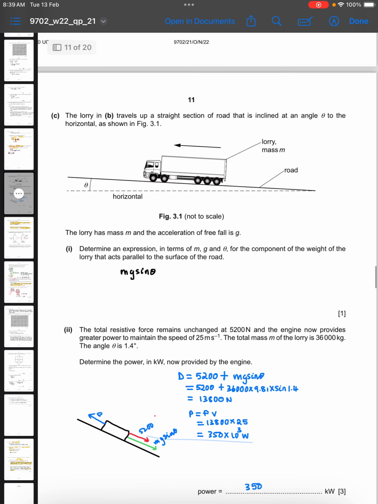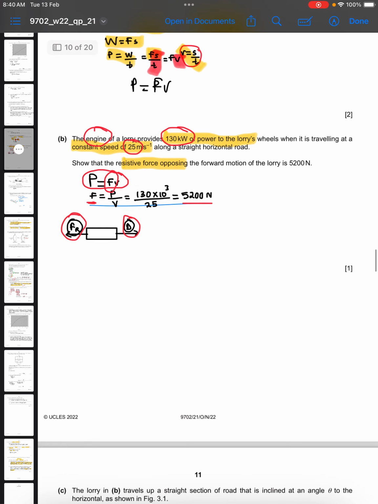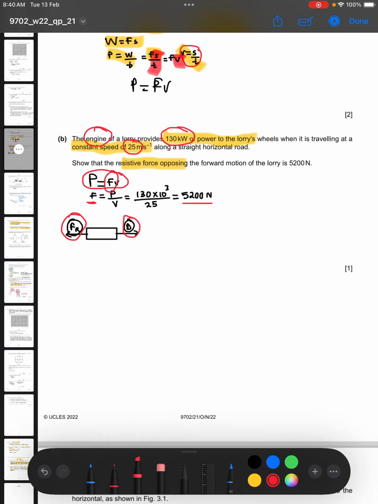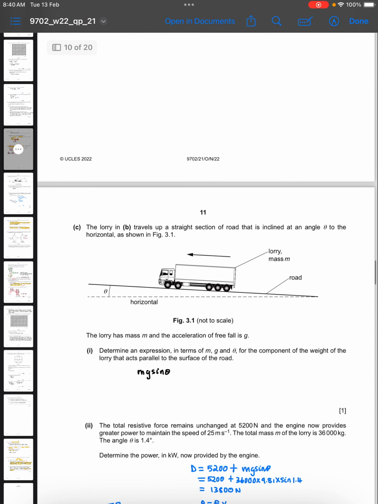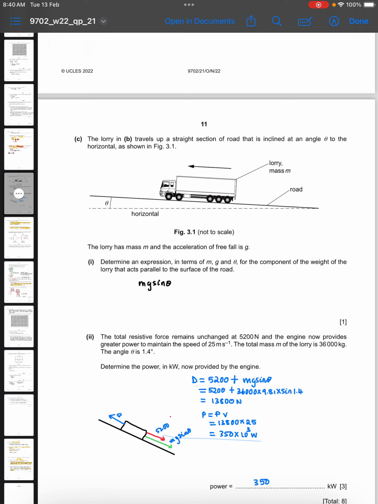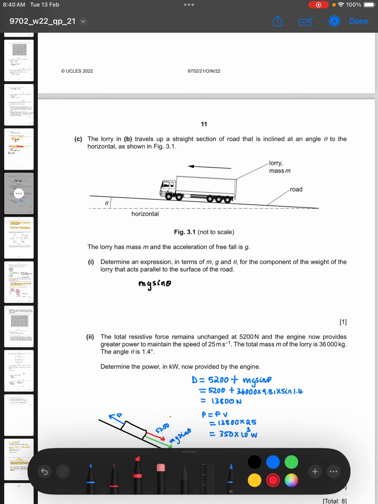The lorry in B travels up a straight section of the road that is inclined at an angle of theta to the horizontal. Now the road in this case is inclined. If you check, this road here was a straight horizontal road, as was said here. But in this case, what has changed? Now this road is inclined at an angle theta to the horizontal, as shown in fig 3.1. So the diagram fig 3.1 here is showing us it being inclined at an angle of theta to the horizontal.